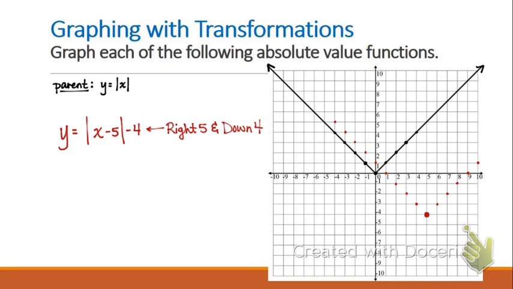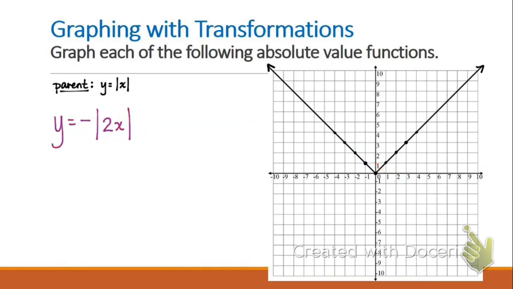And after I get all my points plotted, then I'm going to grab my straight edge and finish out my graph. And there is my completed absolute value function that's been shifted right 5 and down 4. All right, let's do one more absolute value function, and then we'll move on to the next type of function.